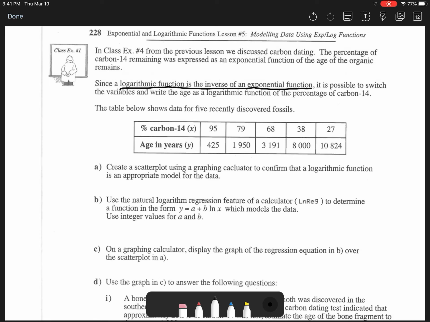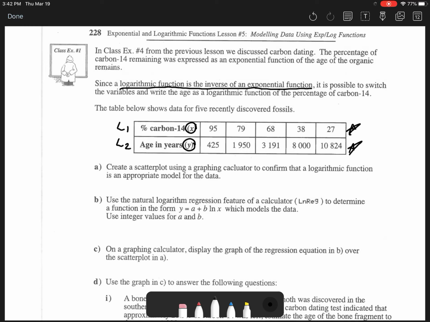Okay, now these are my x values this time, the carbon-14 percentage, and the age in years are the y's. So now, this will be list 1, this will be list 2 in my calculator. So part A says, create a scatter plot using a graphing calculator to confirm that a log function is an appropriate model for the data. So at this point, you would go back, if you did not remember, and you would have to clear all your previous lists, enter all of your x values here, okay, into list 1, and then enter all of your y values here into list 2.